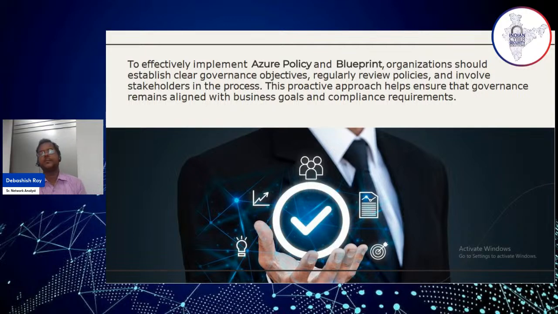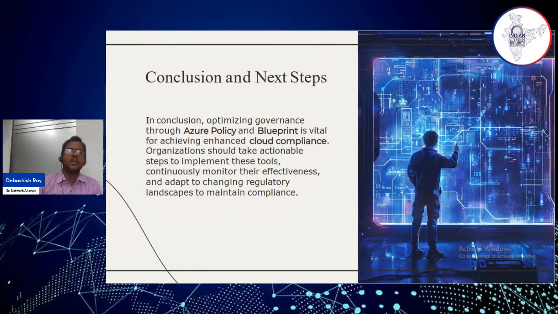To effectively implement Azure Policy and Blueprint, organizations should establish clear governance objectives. They should regularly review the policies and involve all stakeholders in the process. This approach helps ensure that governance remains aligned with business goals, because it's a proactive approach. So we can conclude that optimizing governance through Azure Policy and Blueprint is vital for enhancing cloud compliance. Organizations should take actionable steps to implement these tools strictly, and continuously monitor their effectiveness and adapt to changing regulatory landscapes.